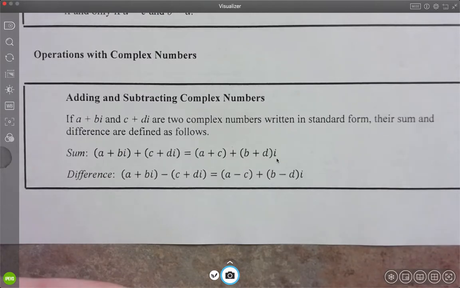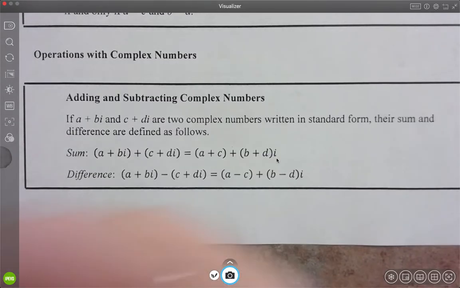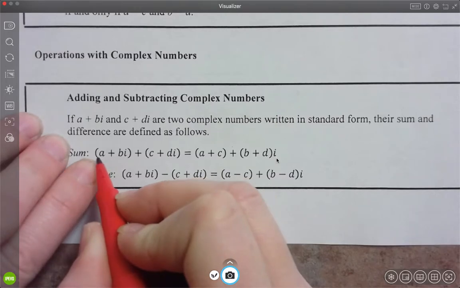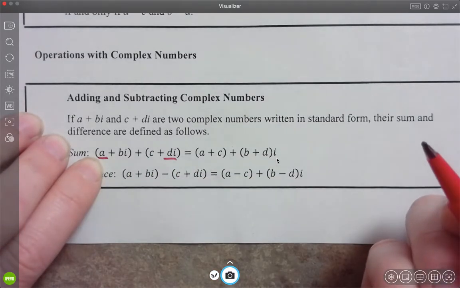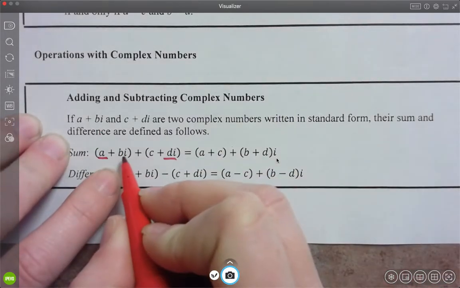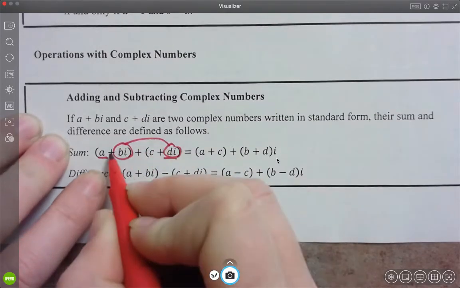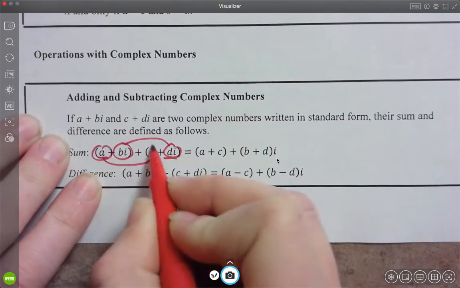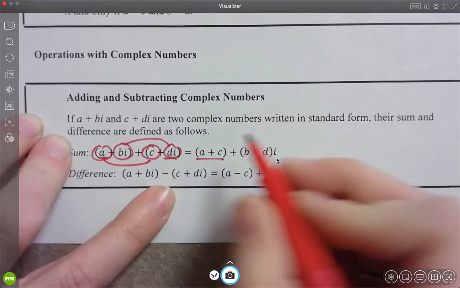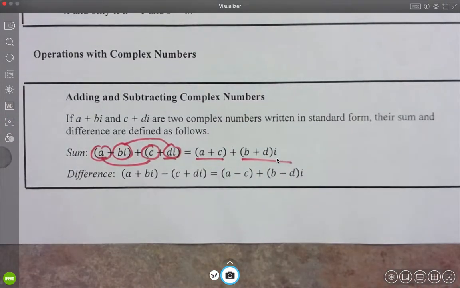You can only add and subtract them if they have the same unit behind them. So I could not, for example, add a and d together, because one has an i and one doesn't. I can only add b and d, and a and c. Those are the only pairs I'm able to put together. So a plus c, b plus d, and then there's an i attached to that.